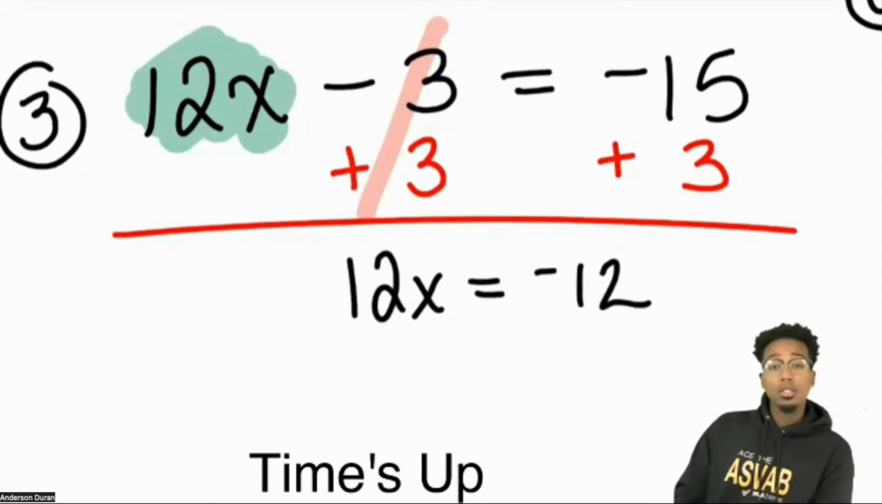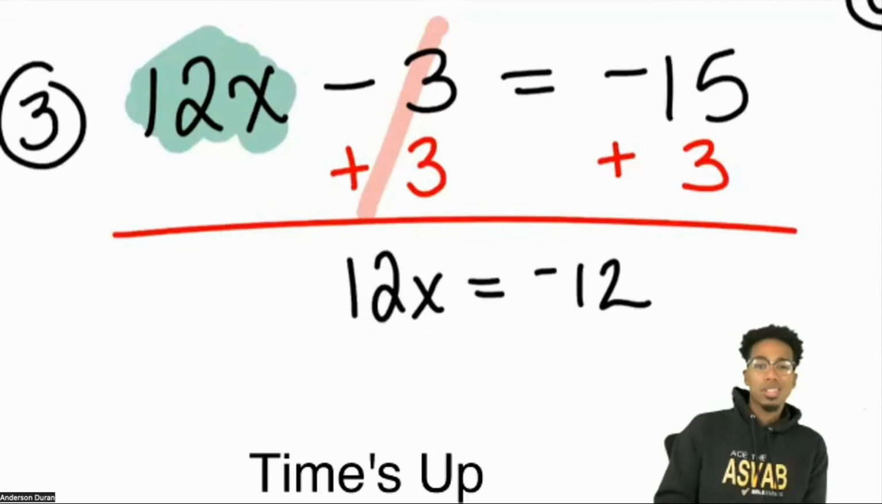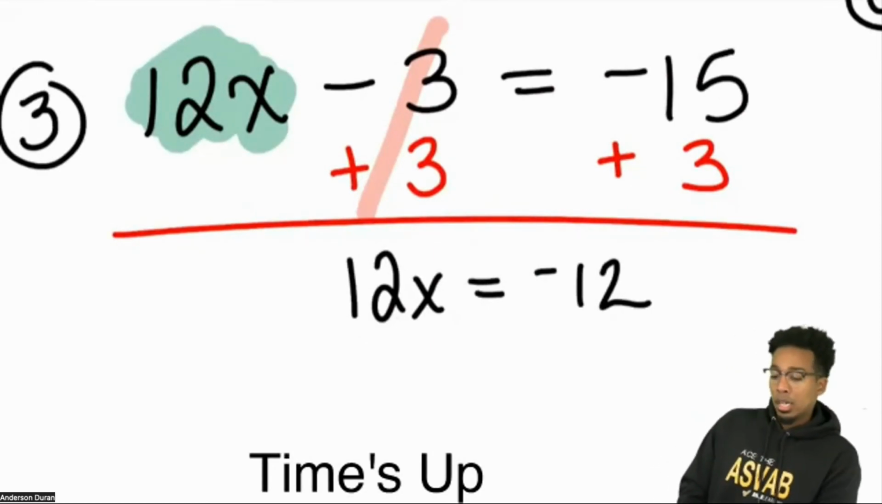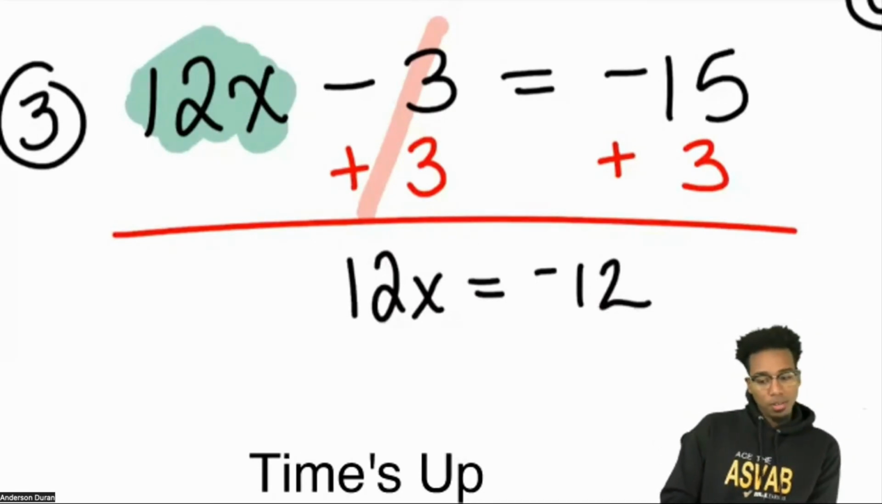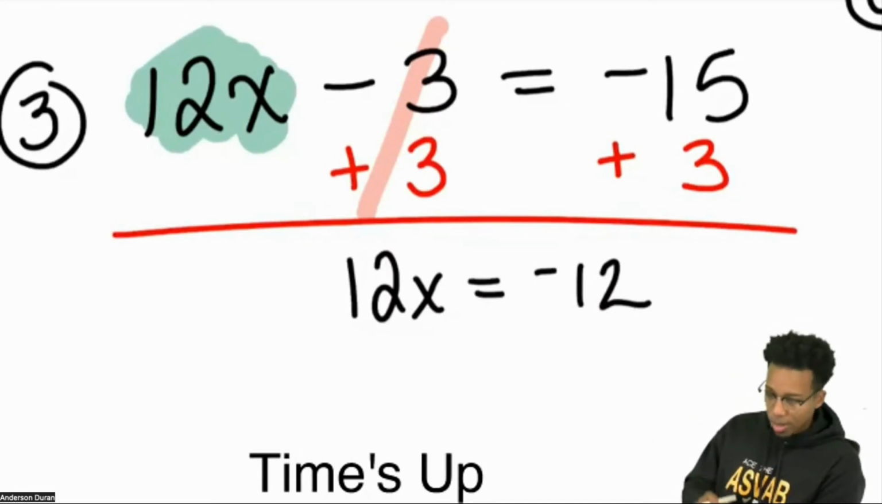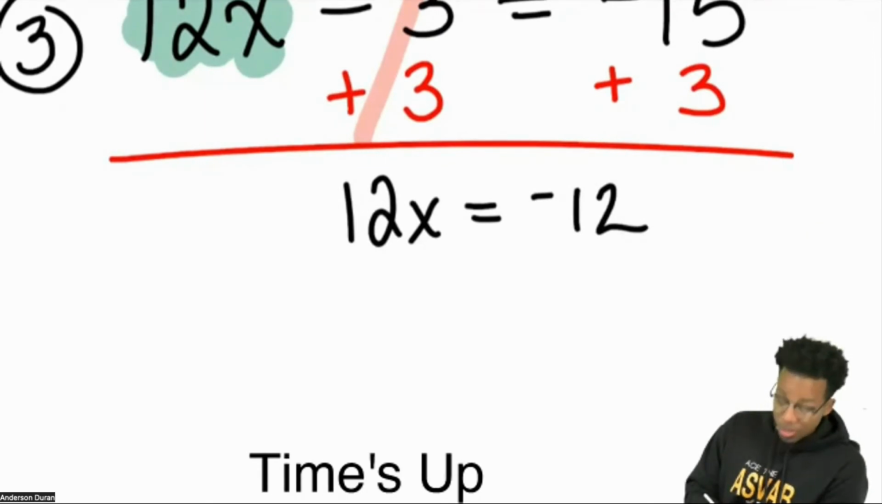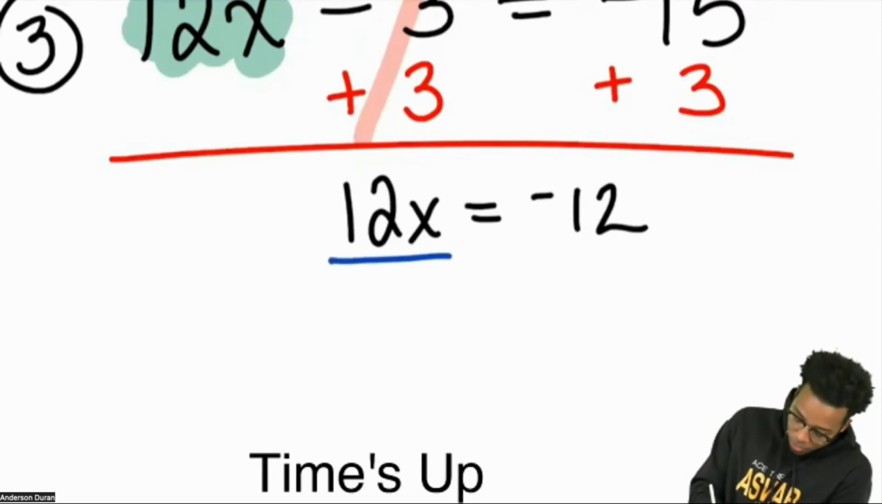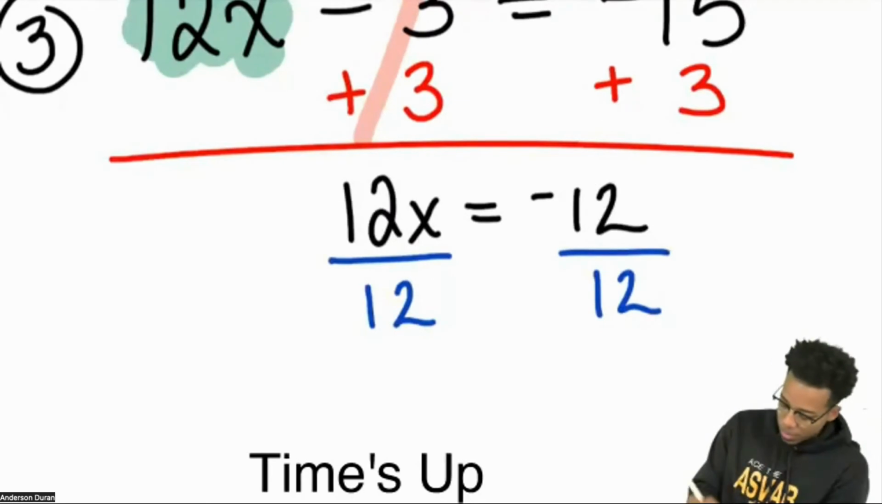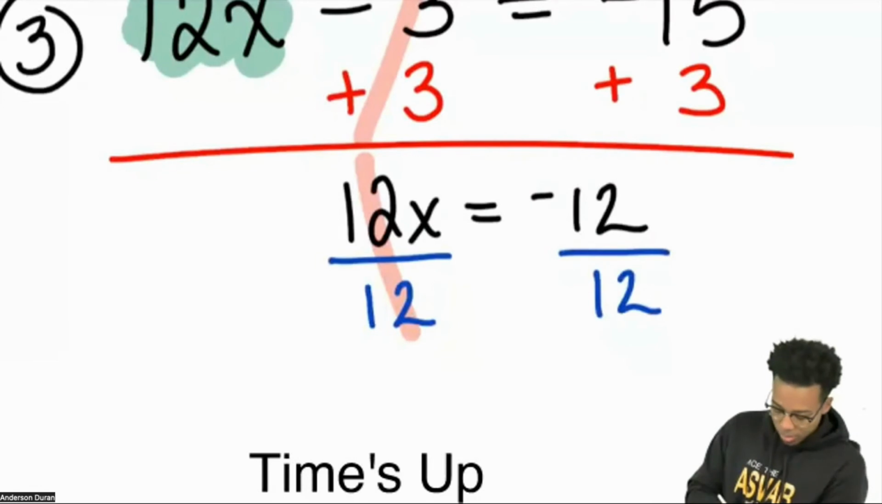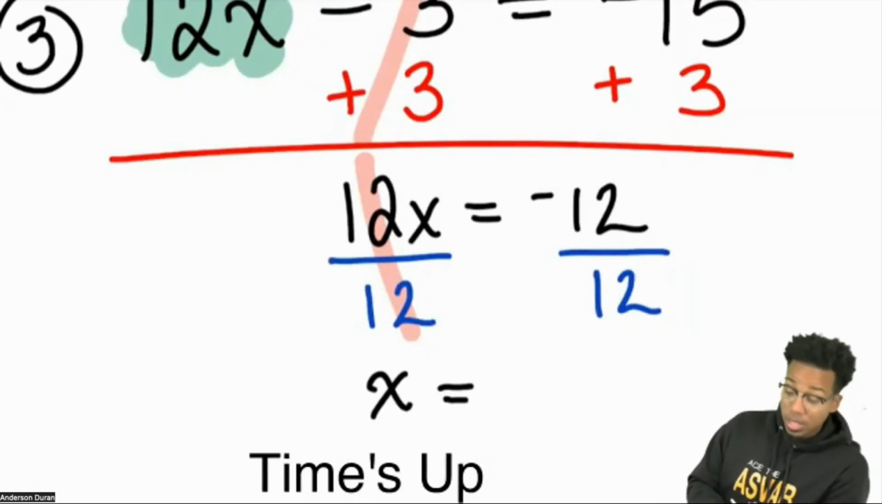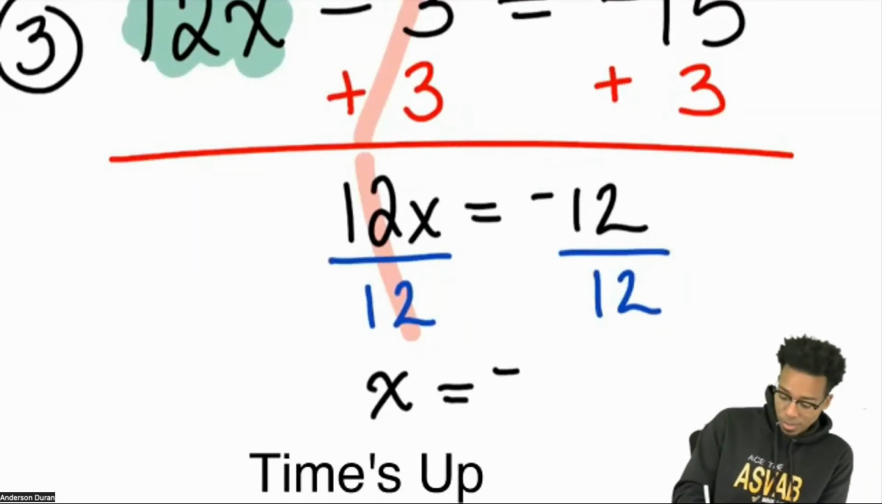And so now that we're here, what do we do to both sides? Not divide negative 12, but divide by 12. Yeah, divide by 12 on both sides. Remember, it's opposite operations, not opposite signs, opposite operations. So we're going to divide both sides by 12. And so from there, boom, we cancel out the 12 and we have ourselves x equals negative 12 divided by 12, which is negative 1.